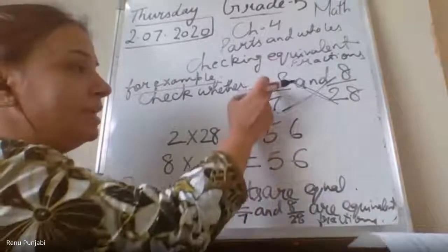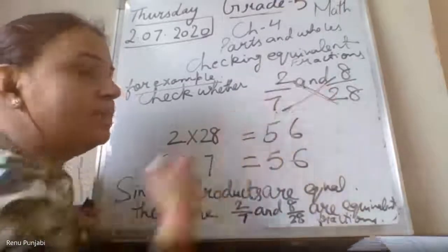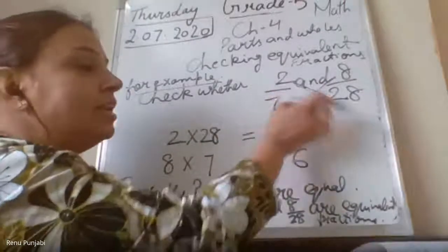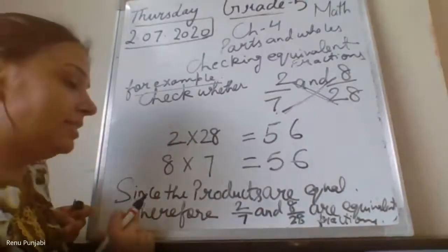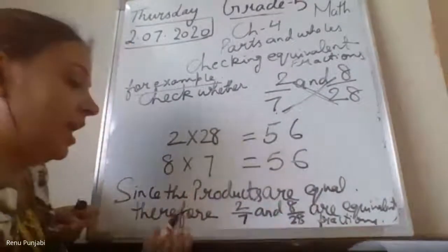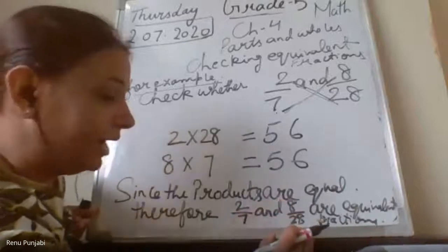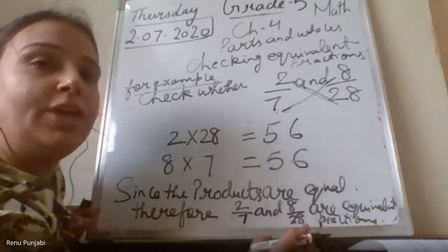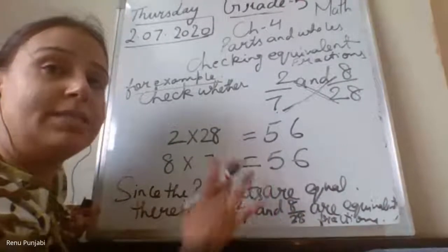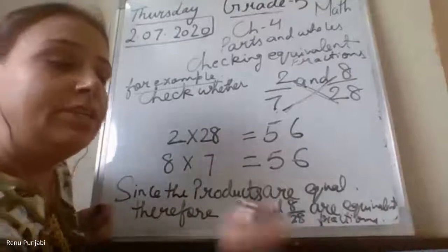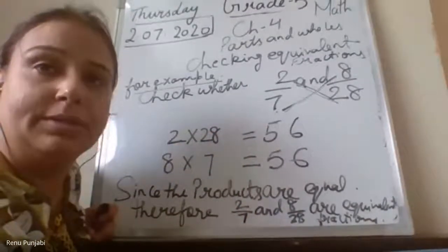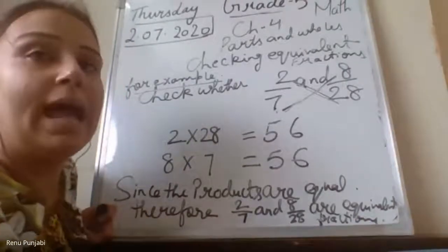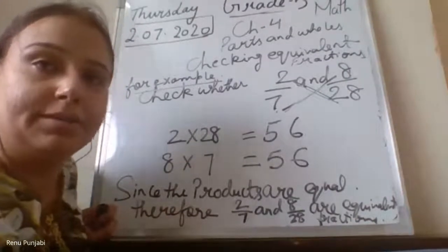If after doing the cross multiplication we get the same answer, in that case both the fractions are equal. So we can write that since the products are equal, therefore 2 upon 7 and 8 upon 28 are equivalent fractions. This way you will check when the question comes to compare whether the two fractions are equal or not. You have to apply this cross multiplication method.